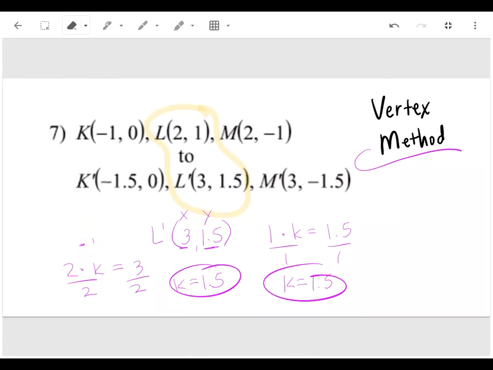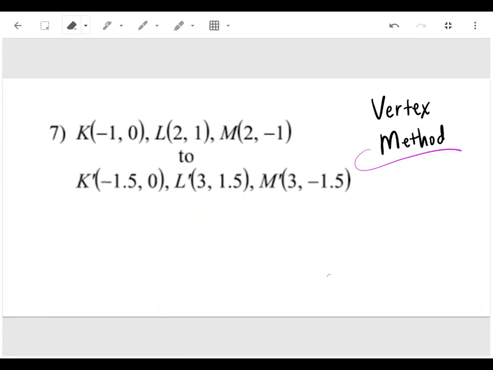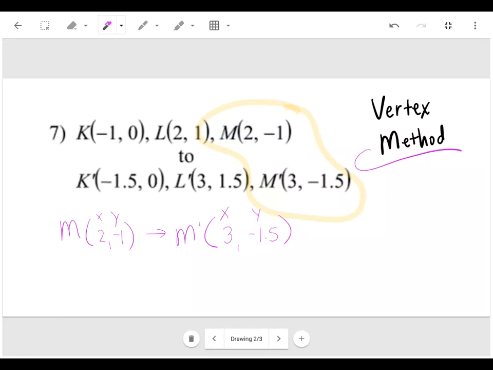Again, to verify that, I'm going to do the same thing with our last set of ordered pairs. That would be M and M prime. M was originally (2, -1). It was transformed to M prime and became (3, -1.5). Our original x and y are there, and our new x and y values are there. So original x, 2, was multiplied by some unknown scale factor to give us 3. That looks kind of familiar. I think we've already solved an equation just like this one. Again, we get k is equal to 1.5.